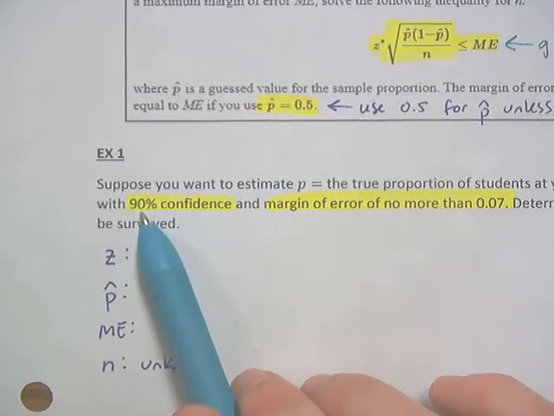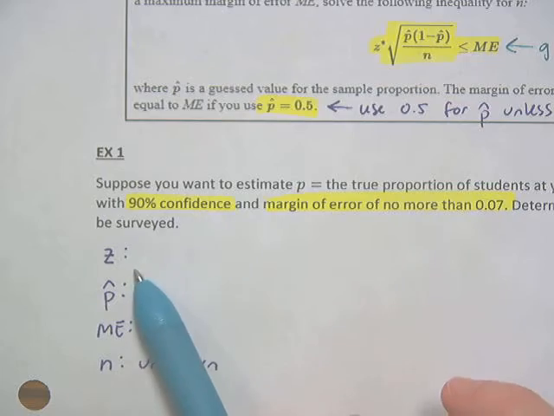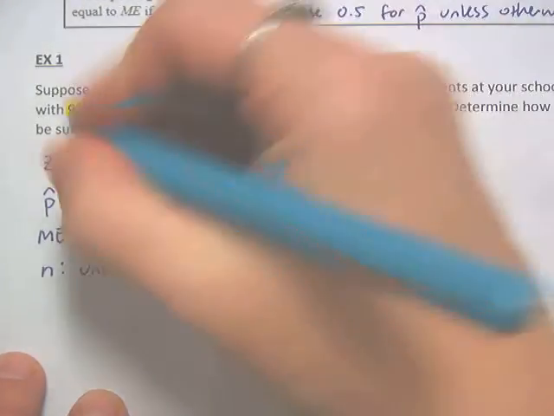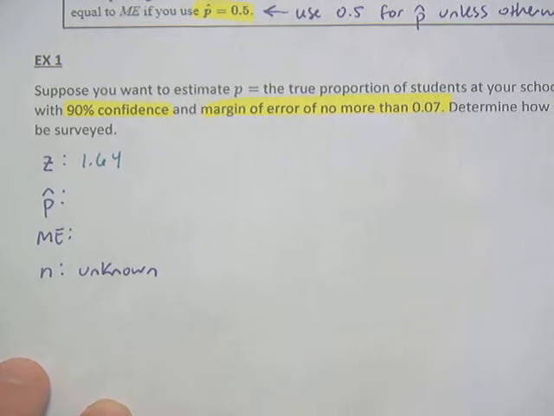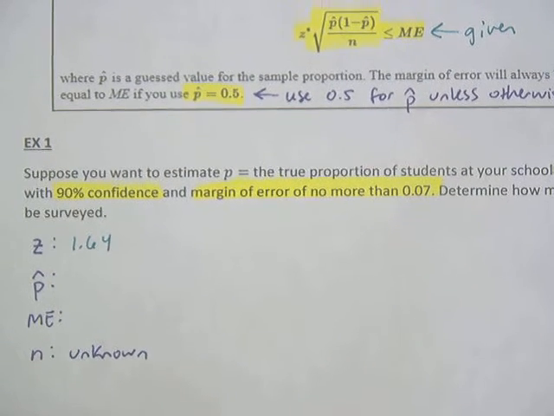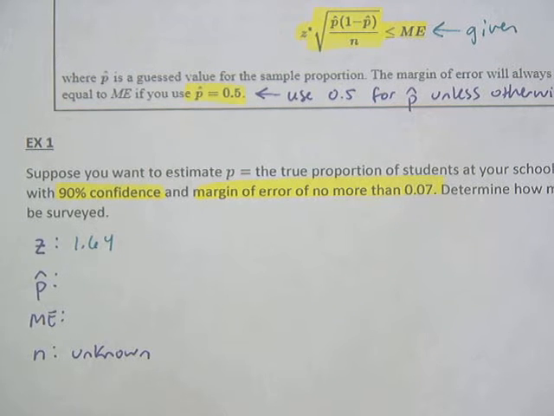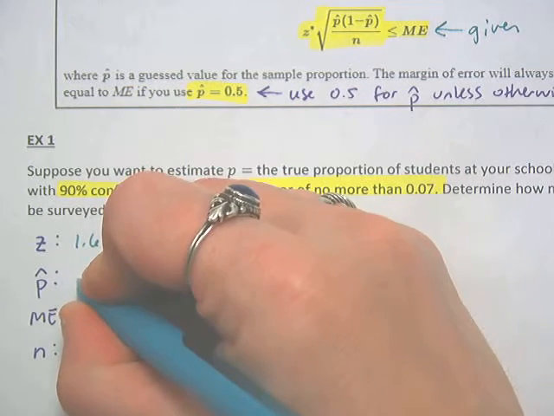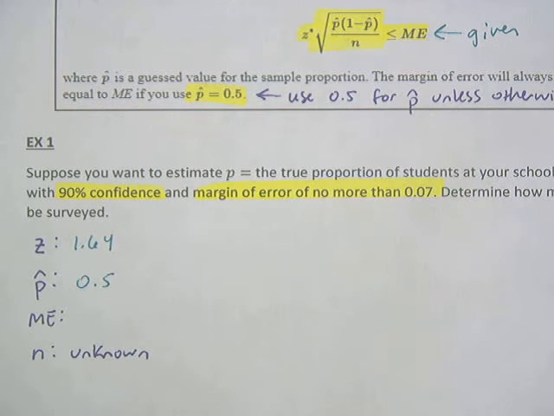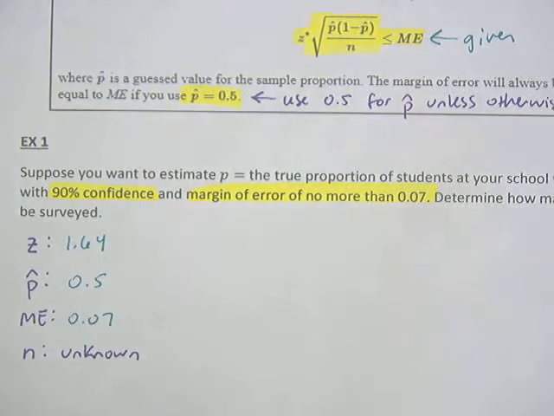Let's go quickly here. For a 90% confidence interval, what do you plug in for Z? 1.64. In this problem, it does not tell me to use any specific value for P hat, which is the sample proportion, because we didn't sample any students yet. We didn't ask any students yet. There is no P hat to go off of. So that's when you're going to use 0.5 for P hat. If a sample hasn't already been done, then you have to use 0.5. Margin of error, it tells us, is 0.07.